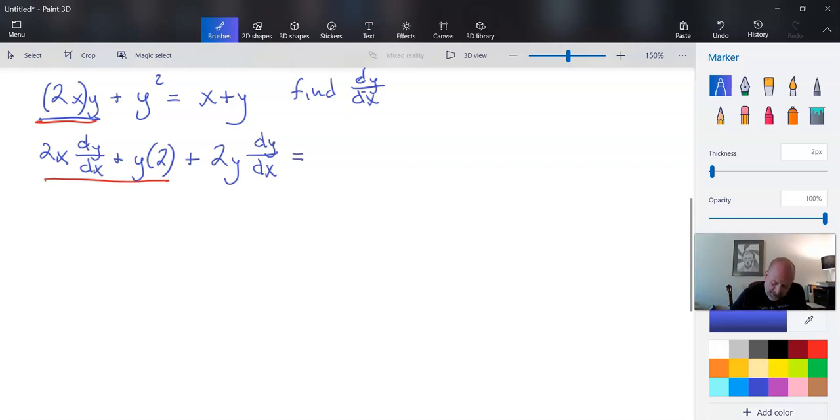Okay, now the other side, the derivative of x with respect to x would be 1, and the derivative of y with respect to x is dy/dx.